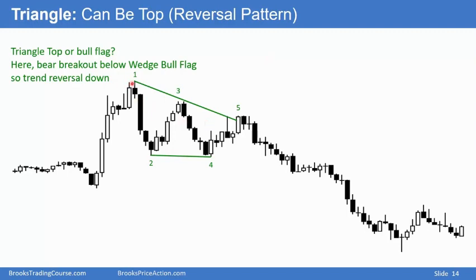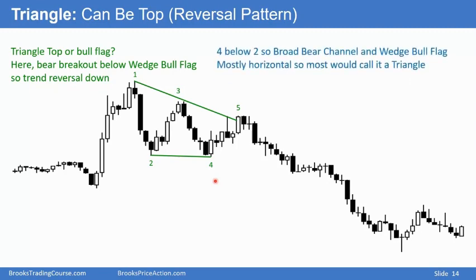You can call this a triangle. You can call it a wedge bear flag. It's mostly horizontal. I would call it a triangle. Point 4 is slightly below point 2. If you want to call it a wedge bull flag, you can. You can call it 3 pushes down. 1 push here, 2 here, 3 there. Or you can simply call it a triangle. Again, it doesn't matter. The more horizontal it is, the more neutral it is. In any case, we got a successful bear breakout.